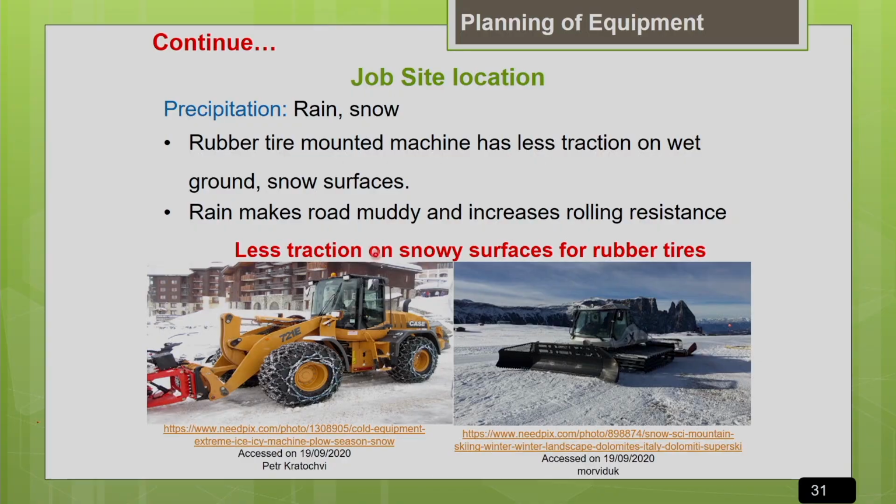The same thing will apply for snowy terrain also. In snowy terrain, the traction for a rubber tire mounted machine will be very poor. So in that case we have to go for crawler type mounted machines, so that it will have better traction. So the underfoot conditions influence the selection of the mounting of the machine as well as the horsepower capacity of the machine, so that it can overcome the rolling resistance and do the job productively.